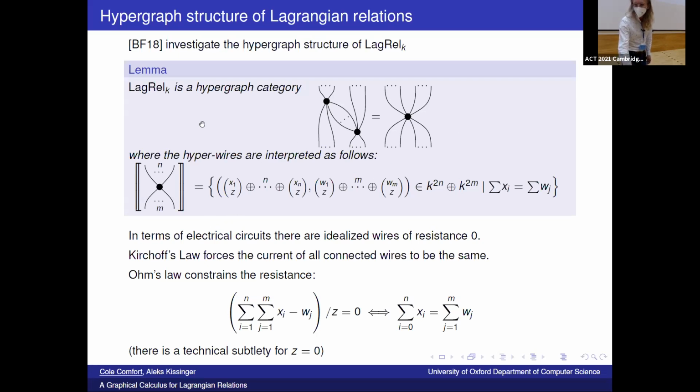means that all of the voltages going in and going out have the same sum. So you can do some algebra, and then modulo some trickery, you get that the sum of all of the incoming and outgoing things are the same. There's a little bit of a trick going on here, because these are interpreted as wires with resistance 0, so you have to do some division by 0. It's a bit of trickery, but it all works out.